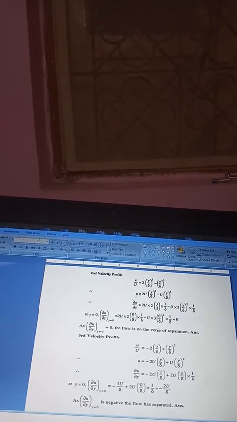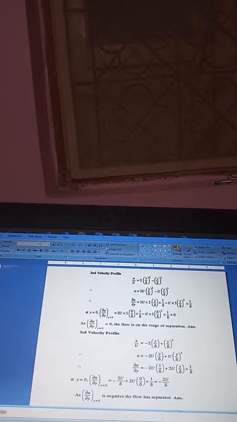The second velocity profile is u by U equal to 2 into y by delta minus y by delta whole cube. If you again solve for ∂u/∂y and put the value of y equal to 0 inside that differentiation, the answer at y equal to 0 comes 0, and that is the condition of the point of separation. So the flow is about to separate. It is on the verge of separation. So the second case is nothing but the boundary layer about to separate.